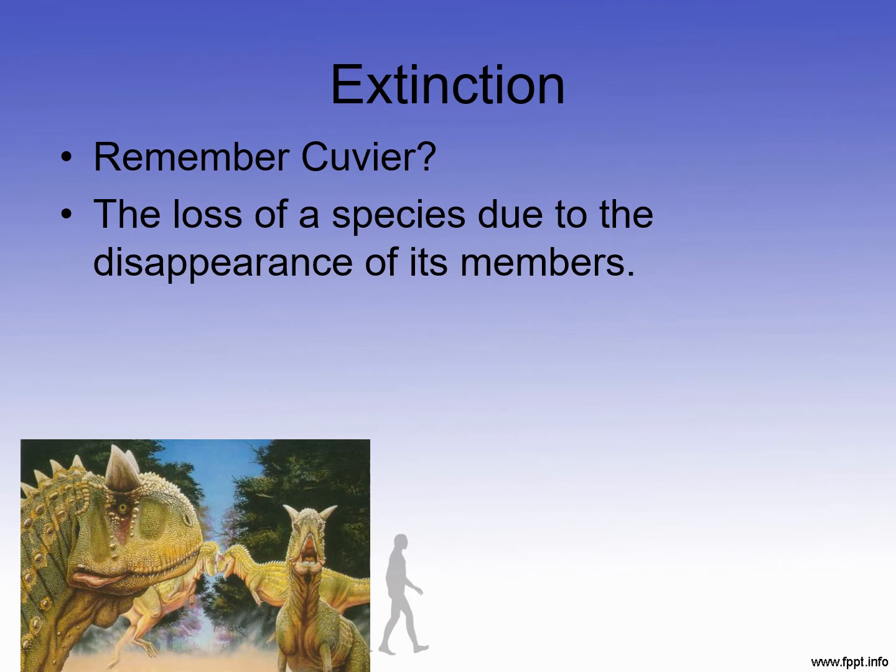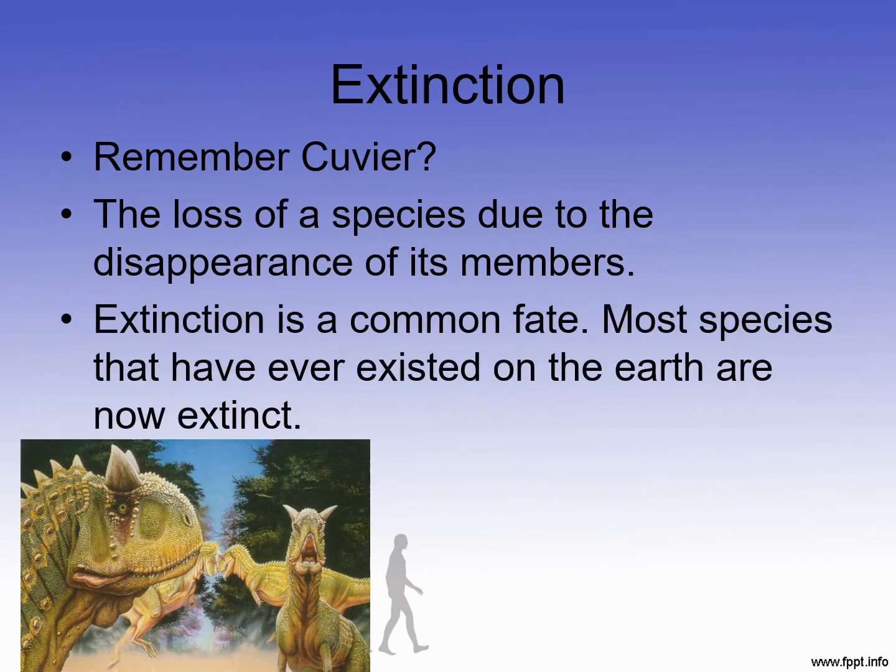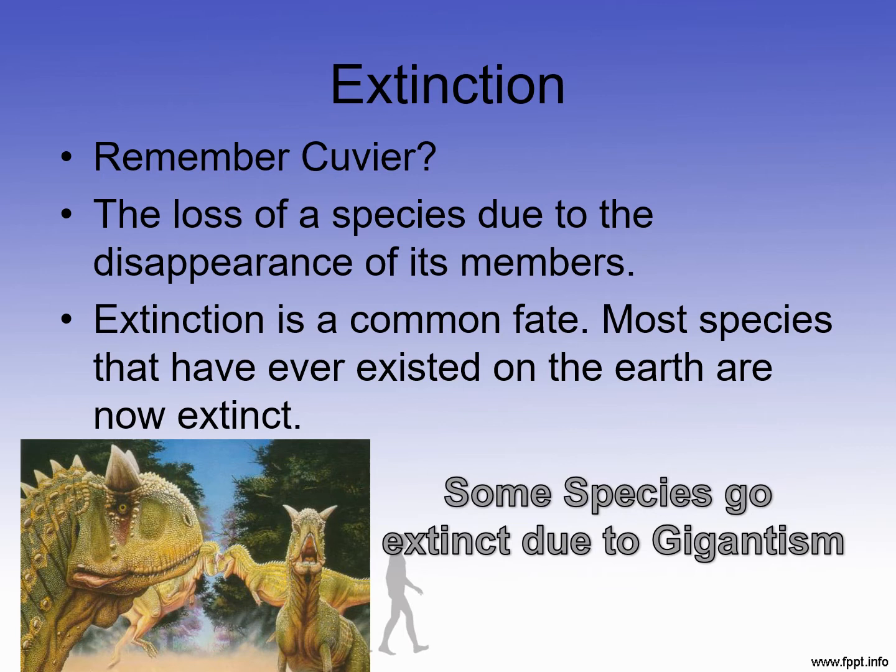So extinction is defined as the loss of a species due to the disappearance of its members, and extinction is a common fate, right? Most species that have ever existed in Earth's history are now extinct, right? So there are more species that have gone extinct than there are currently existing. And some species, as we'll talk about later on in the semester when we get to about 10,000 BC, go extinct due to gigantism, right? Their body sizes become too large, then there's a climatic shift, and their bodies are unable to accommodate that climatic shift. It happens too quickly for evolution to really take hold and prevent the extinction of the species.